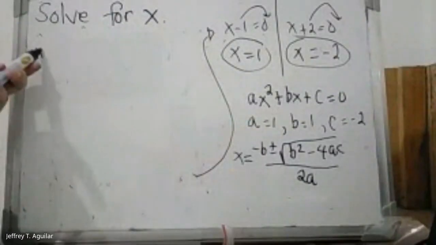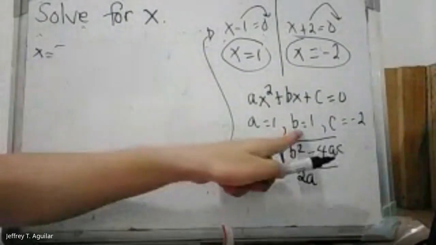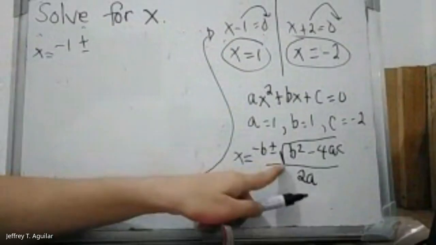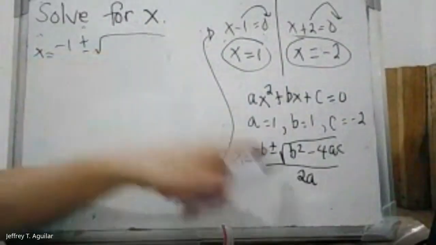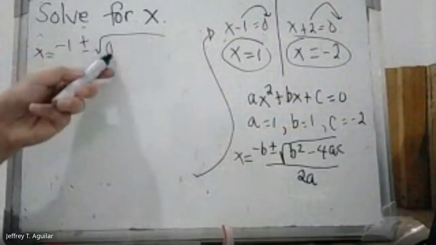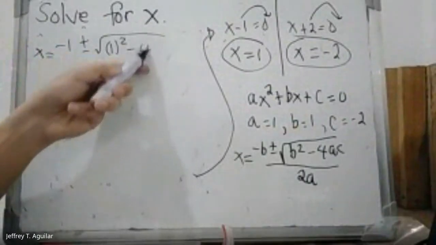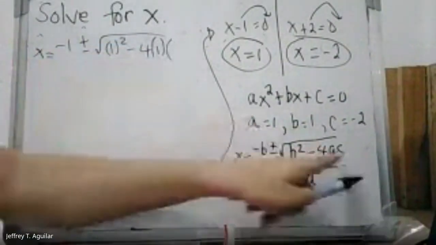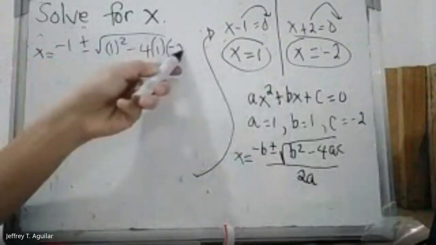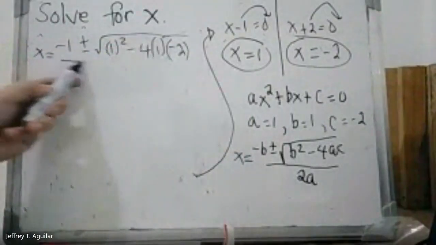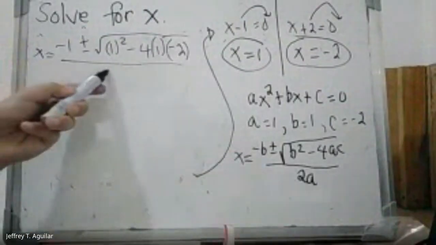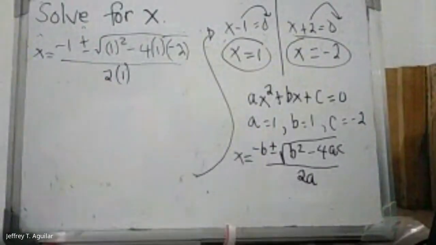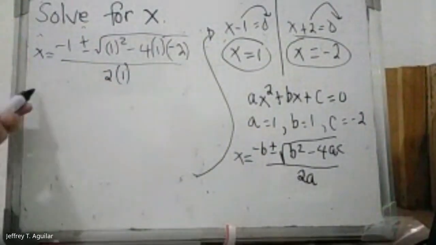So this is now x is equal to negative, what is your b? It's 1. So we have 1 plus minus, copying from here, square root, copy. What is your b value? It's 1. So you have here 1 raised to the power of 2 minus 4. What is your a? It's still 1. But what is your c? Your c value is -2. So basically, we are using here substitution property over 2 times a, we have 2 times 1. Your a will be replaced by 1.